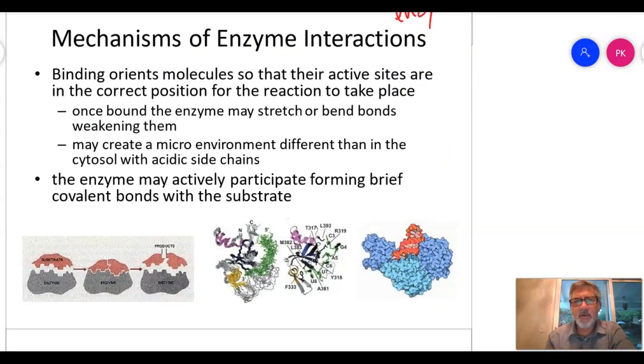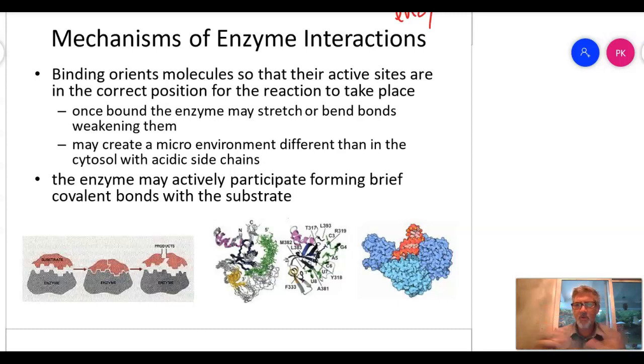So, mechanisms of enzyme interaction. Here's the difference. A catalyst in chemistry may speed up the reaction by increasing the amount of collisions, right? But in biology, the way enzymes work, I can't heat up your body to make things work faster because your body's temperature stays kind of constant. Remember, that was called homeostasis. So in biology, what the enzyme does is it orients the substrate, right?